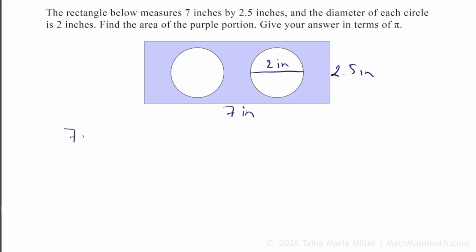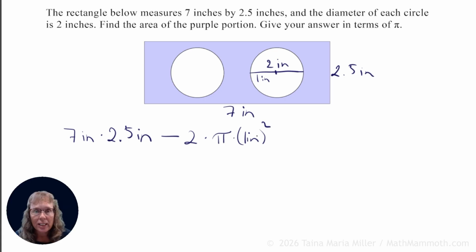So we will have the area of the rectangle, then minus the area of these two circles, so it's 2 times the area of that one circle. 2 times the area of this circle or that circle. We need the radius, right? For area, pi r squared. R here is 1 inch. That's a very easy number. Pi times r squared. R is 1 inch, 1 inch squared. Okay, so that is our expression for the area of the purple portion.